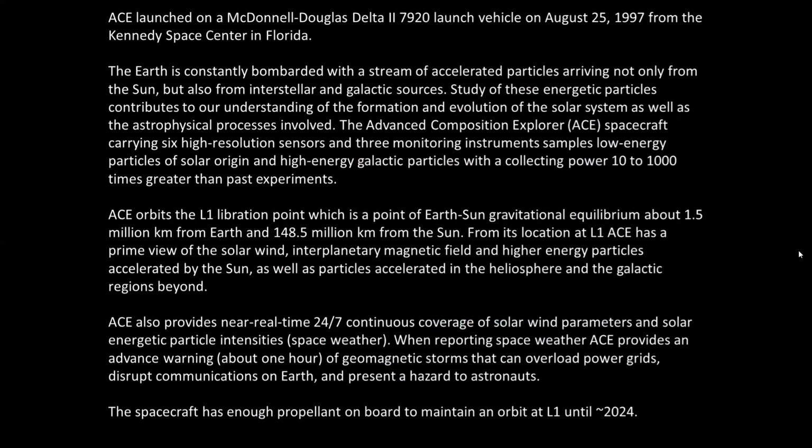ACE also provides near real-time 24/7 continuous coverage of solar wind parameters and the solar energetic particle intensities, space weather. When reporting space weather, ACE provides an advance warning of about 1 hour of geomagnetic storms that can overload power grids, disrupt communications on Earth, and present hazards to the astronauts up on the ISS. The spacecraft has enough propellant on board to maintain an orbit at L1 until 2024.